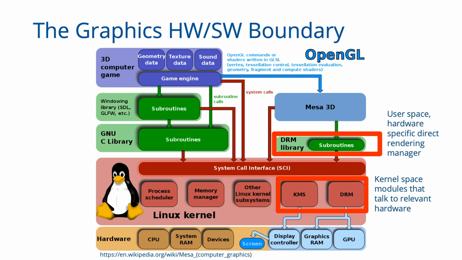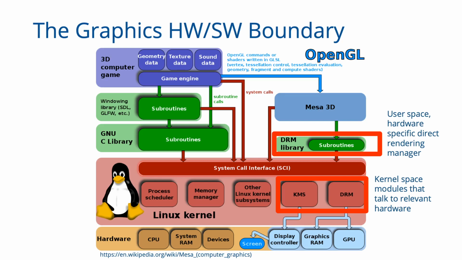And the DRM, of course, talks to the DRM in user space and pipes those graphics calls to the GPU and sends the relevant data to the graphics RAM or the GPU memory and so on. Okay, so this is the hierarchy through which your application program gets to talk to the hardware.